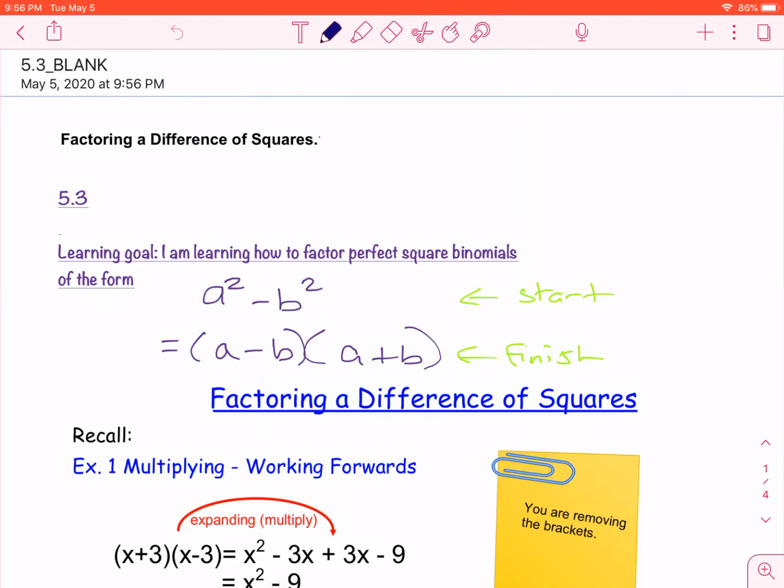I'm going to be talking about how to factor difference of squares. And there are actually three very easy to identify characteristics to help determine if it is a difference of squares.